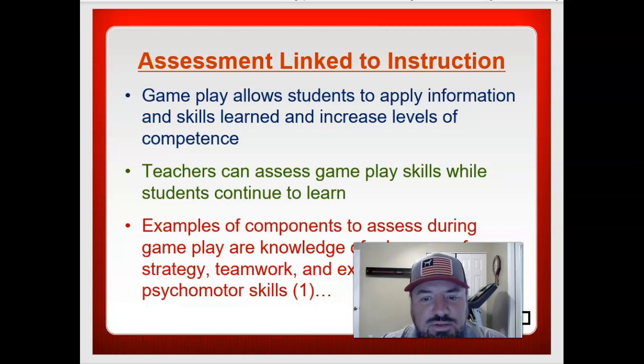This allows teachers to assess gameplay skills and do what's called coaching. While you're observing and providing them feedback, students are going to think of it as coaching, not as assessment.